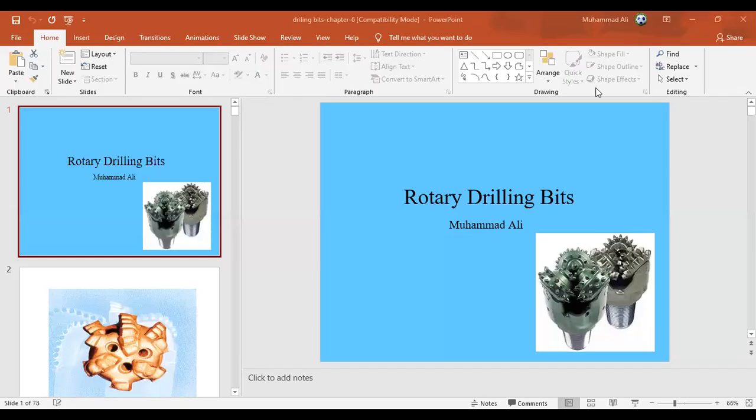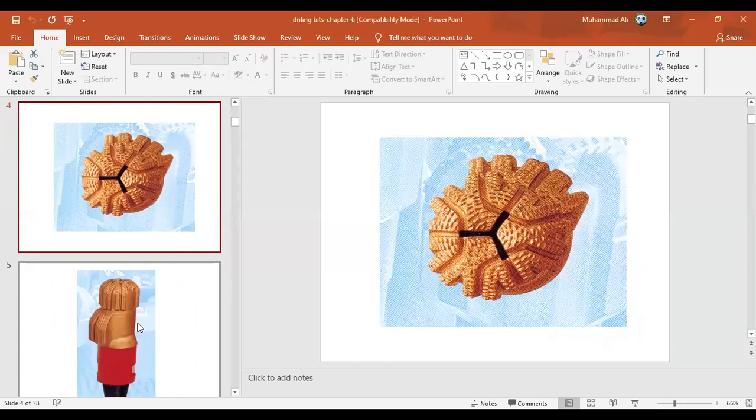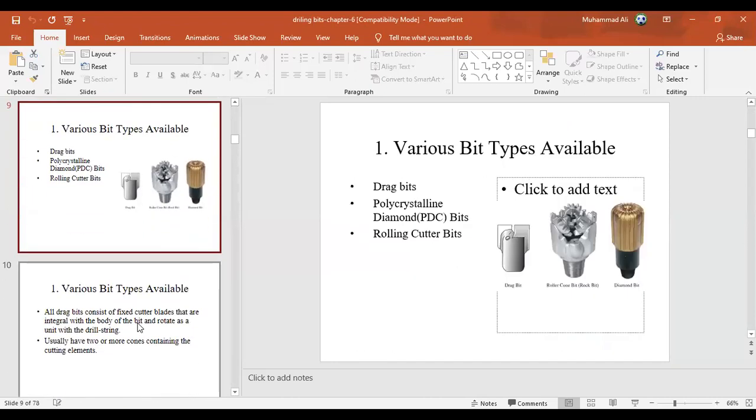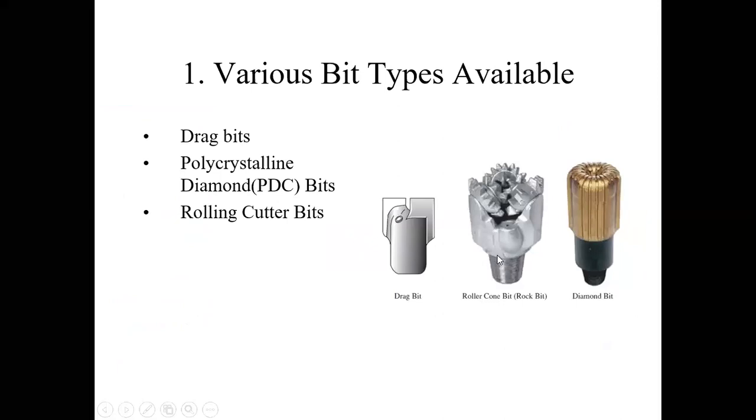We are discussing the rotary drilling bits, and in the last lecture we talked about the bits. We said that there are three types of bits available in the market that we use during drilling operations. As you can see here, one of them is the roller cone bit, the other one is the diamond bit, and the third one is the ordinary drag bit. These diamond bits are also a type of drag bit, but since they have diamond, they are put in a separate category, because we are using a special material, which is the polycrystalline diamond material. Each of these three has its own types of bit.